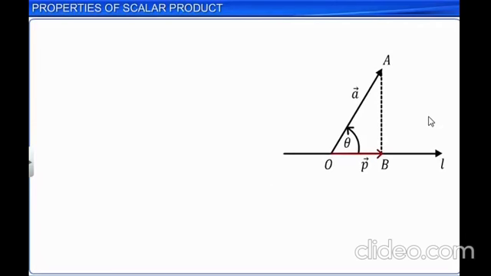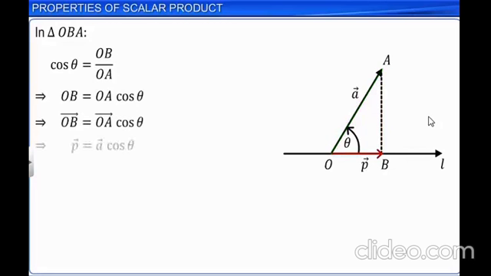In right-angled triangle OBA, cos theta is equal to OB upon OA. Thus, vector OB or vector P is equal to vector A multiplied by cos theta. The magnitude of vector P is called the projection of vector A on line L and is equal to the magnitude of vector A multiplied by cos theta. The direction of projection vector P depends on the angle theta that vector A makes with line L.